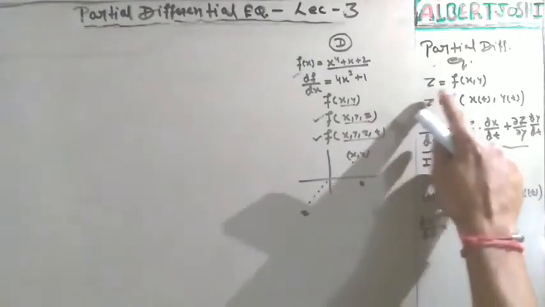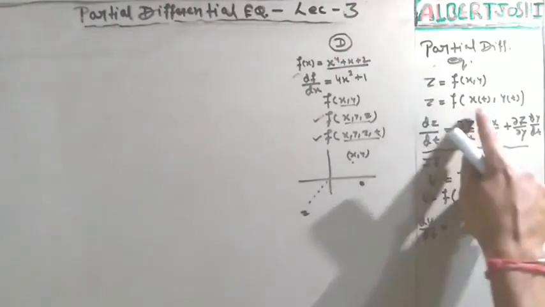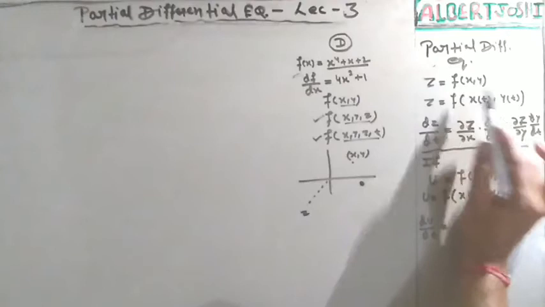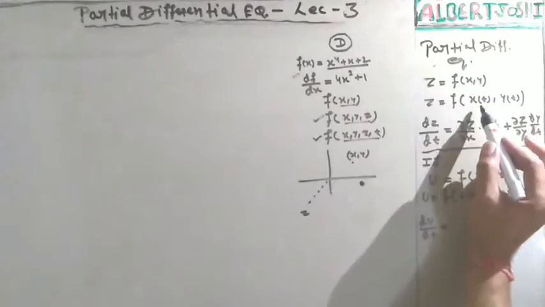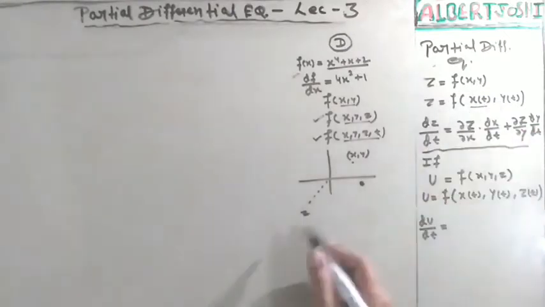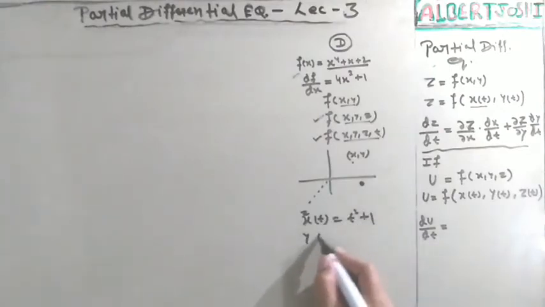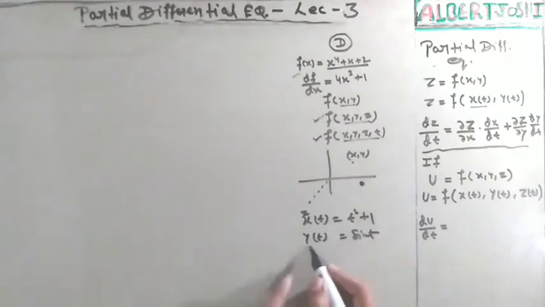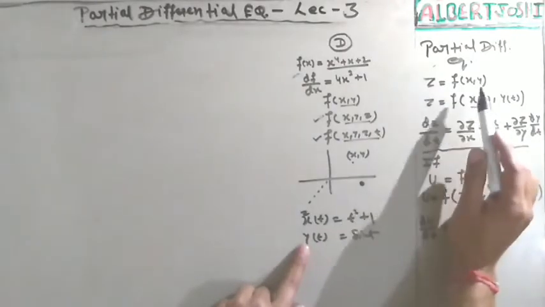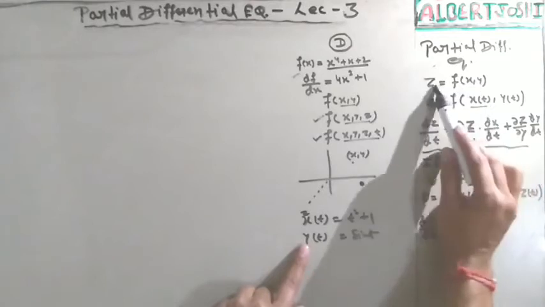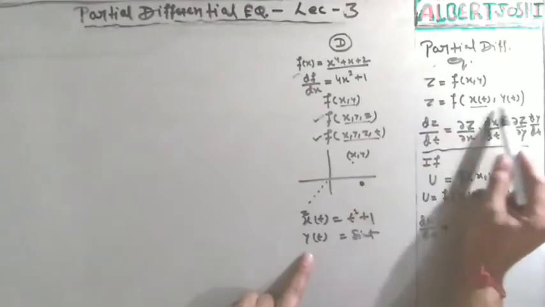Let us write here z is equal to f of x, y, where x and y are the variables and z is the function. Suppose in any question the variables inside are also functions with respect to t. x of t means you have such a function, t square plus 1, maybe anything. Suppose y of t is equal to sin t. Anything, so this is also a function. We have input two variables inside this function, but these variables are also functions of t. So you will write in this manner.